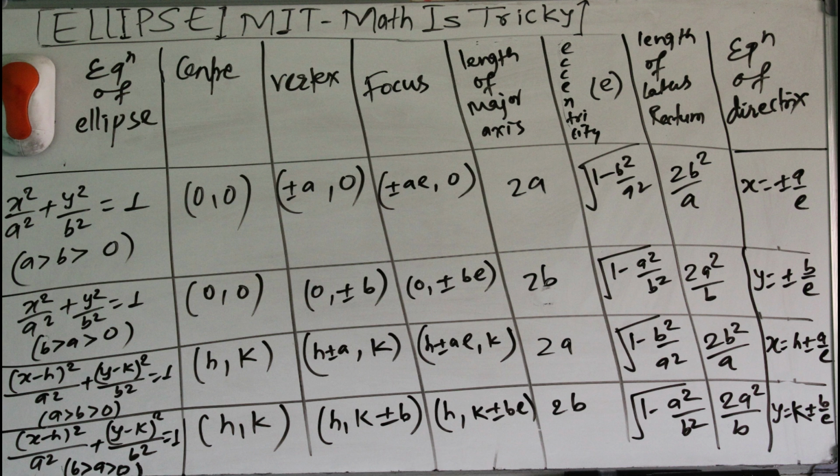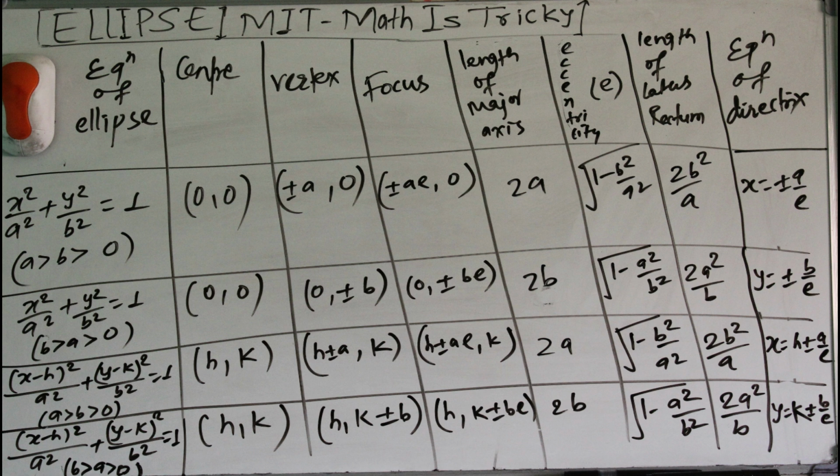Let's see the second equation, x square by a square plus y square by b square equals 1, in which b is greater than a is greater than 0. Center will be 0 comma 0, vertex will be 0 comma plus minus b, focus will be 0 comma plus minus be, length of major axis will be 2b, and then obviously minor will be 2a. So eccentricity will be square root of 1 minus a square by b square.